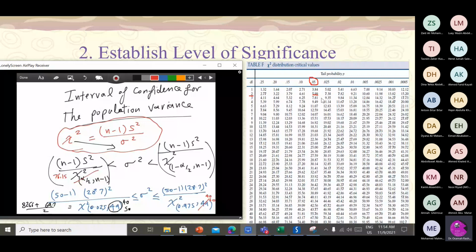Sorry, 0.025 is the equivalent of 0.975. I don't have 0.975. Do you have it here? No. So I said 1 minus 0.975 is 0.025. Where is 0.025? Here it is. I'm going down until I reach 49. I don't have 49, I have 40 and 50. So what is the lower one? 59.35, right?